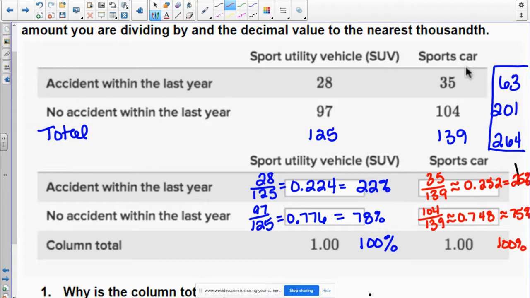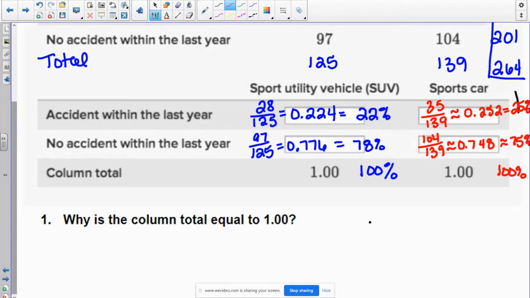So I notice that the overall people that took this survey, most people haven't had an accident within a year, which is a good sign. I noticed there really isn't any difference between a SUV and a sports car. People have had accidents. So it's kind of interesting data to look at when you get done. I think the percentages help people make those associations and make those connections between the two bivariate data that you're looking at. Why do the columns equal 1?